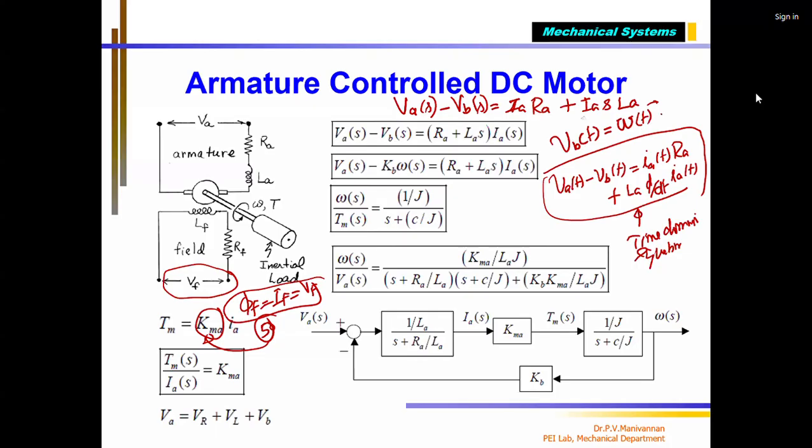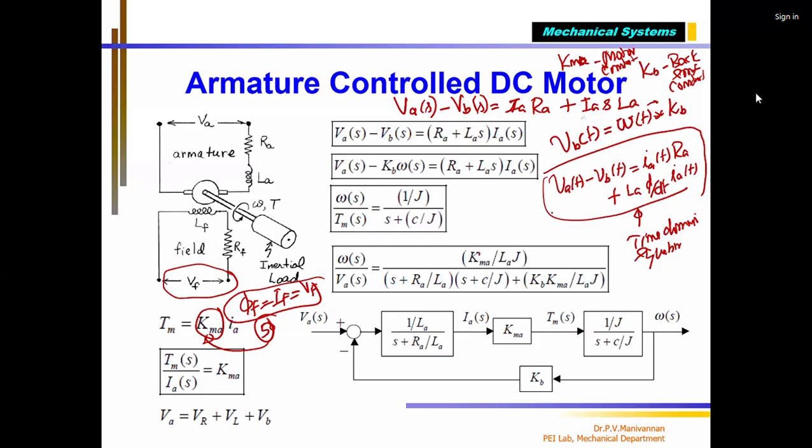It is multiplied by KB, where KB is called the back EMF constant. Note down, back EMF constant. For every motor, that value is given. Similarly, KMA, the motor constant, will also be given. These two constants will be given in the exam also. You can ask for them in the motor manual.